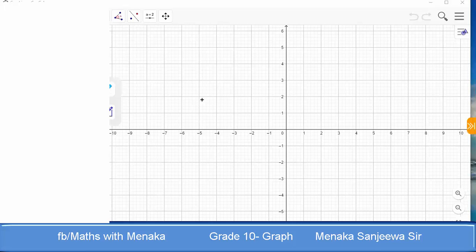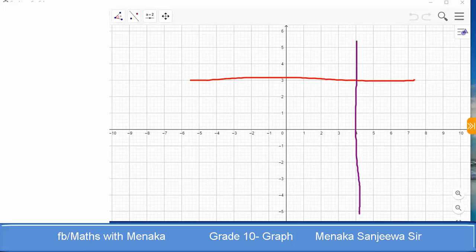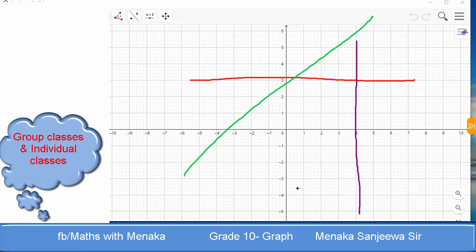We have done the graph. We have done lines parallel to the x-axis and lines parallel to the y-axis. And we have done lines which are not parallel to any of these lines. These are the only three types of lines you have to learn in grade 10. Understand?